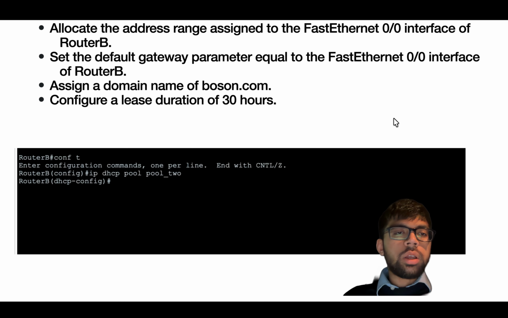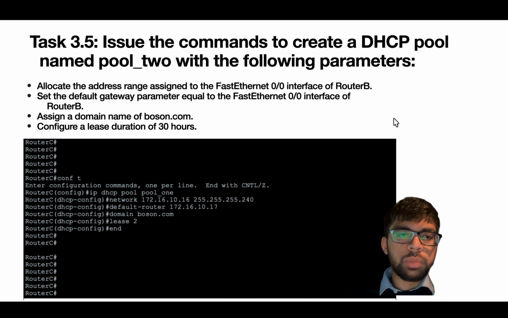Now let's allocate the address range assigned to the Fast Ethernet 0 interface of router B. Set the default gateway parameter equal to the Fast Ethernet 0 interface of router B.